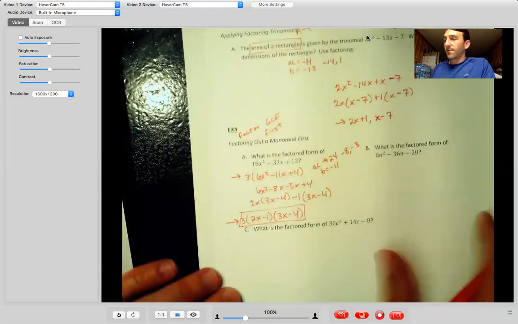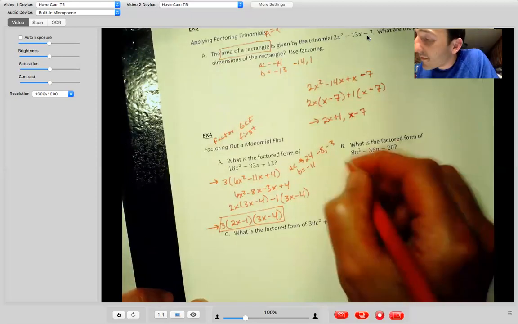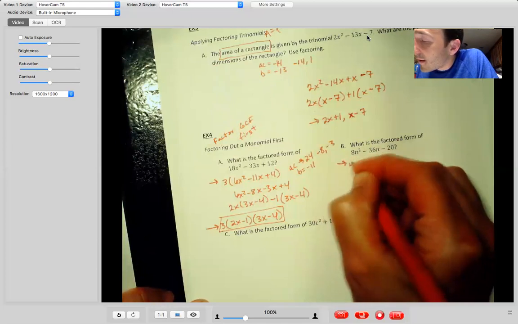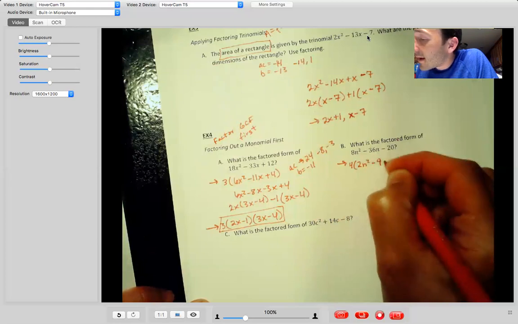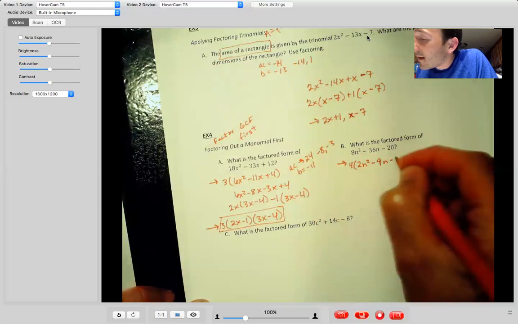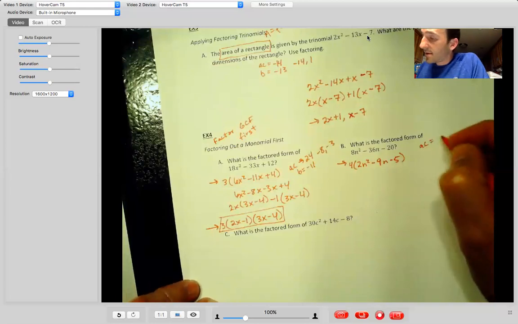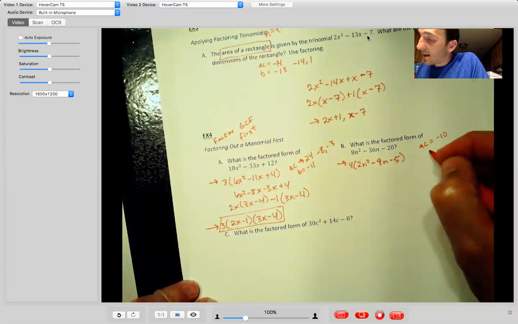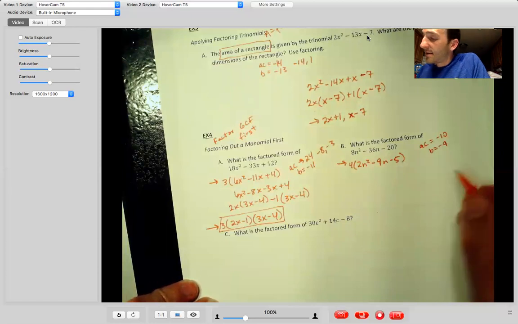Okay, so don't forget that GCF if possible. What can I take out of all three of these? That'd be a 4. So 4 times the quantity 2n squared minus 9n minus 5. And our side work here, a times c, 2 times negative 5, is negative 10. And then b is negative 9. So what adds to negative 9 and multiplies to negative 10? That would be negative 10 and positive 1.